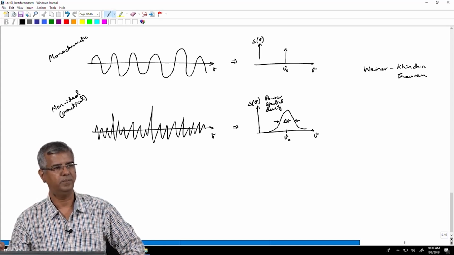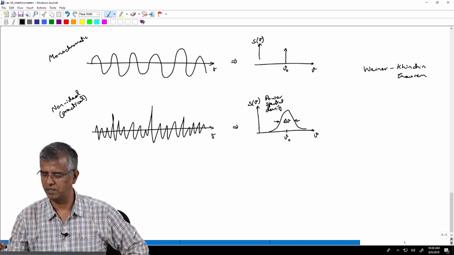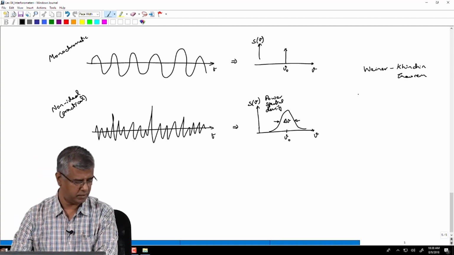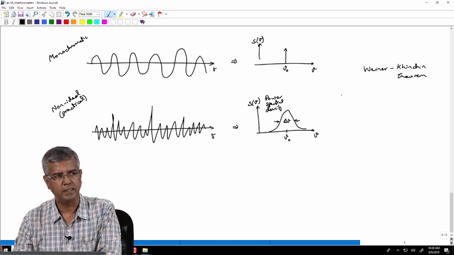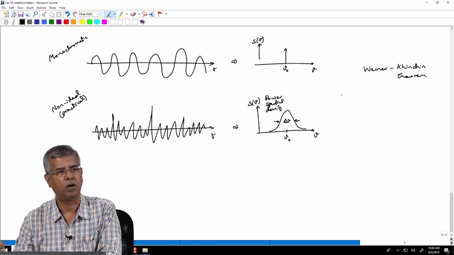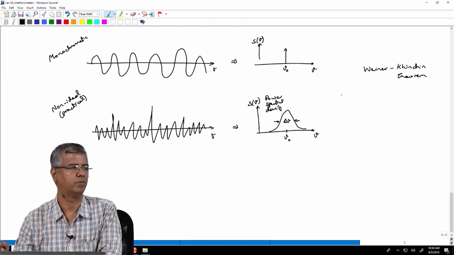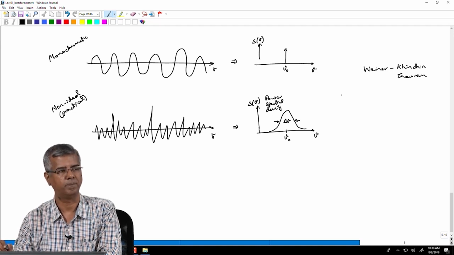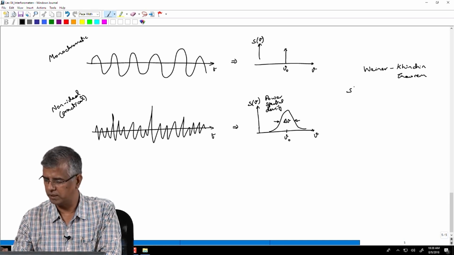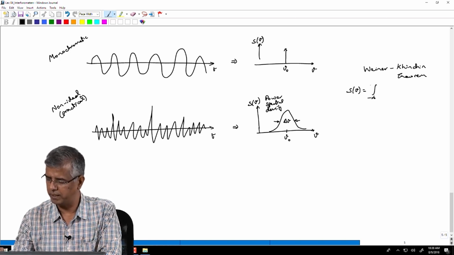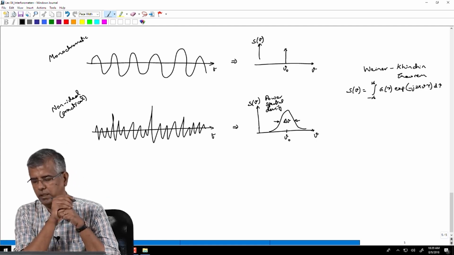Have you heard of the Wiener-Khinchin theorem? If you have done something in communications or signal processing, you might have come across that. What the Wiener-Khinchin theorem says is that the power spectral density and the autocorrelation function have a connection between them. Essentially both of these are Fourier transform pairs. So, S of nu can be written as the integral from minus infinity to plus infinity of g of tau exponential of minus j 2 pi nu tau d tau.